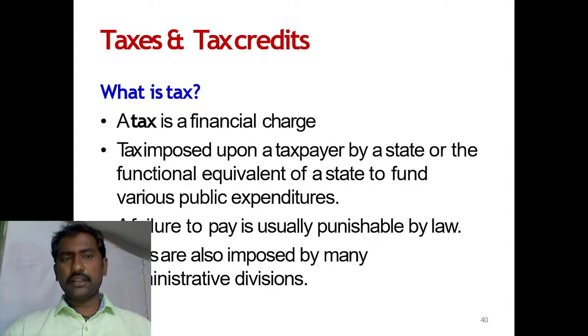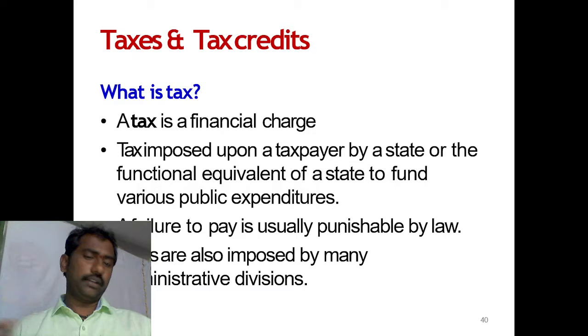A tax is a financial charge imposed upon a taxpayer by a state or the functional equivalent of a state to fund various public expenditures. The tax is paid to either the government or a functional equivalent of the state. A failure to pay is usually punishable by law. So if you fail to pay the taxes, then definitely you will be punished by the government.